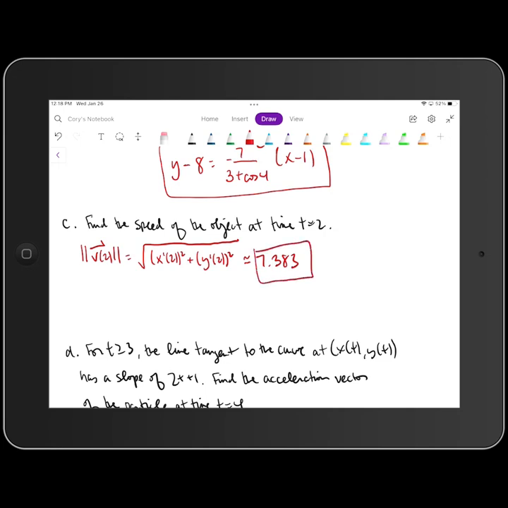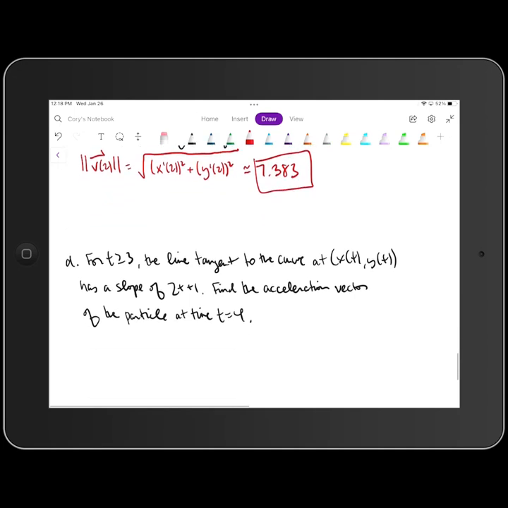And then for part D, it says for t greater than or equal to 3, the line tangent to the curve at x of t comma y of t has a slope of 2t plus 1. And then we're asked to find the acceleration vector of the particle at time t is equal to 4.